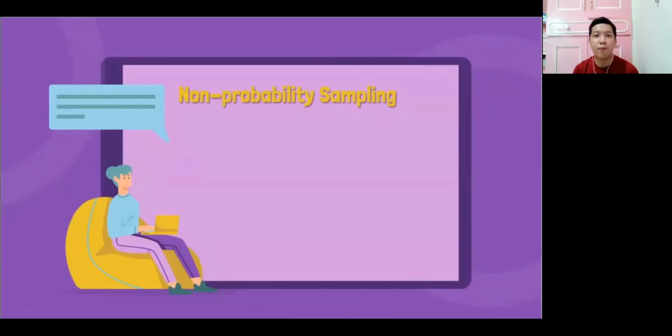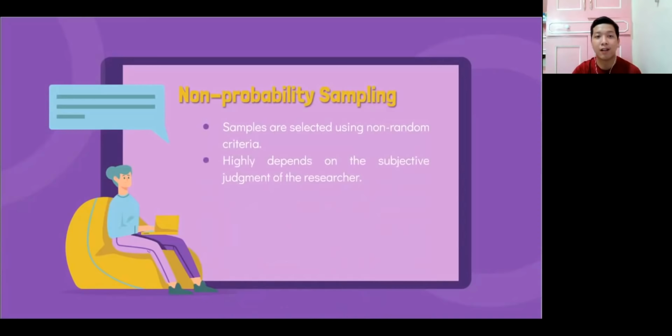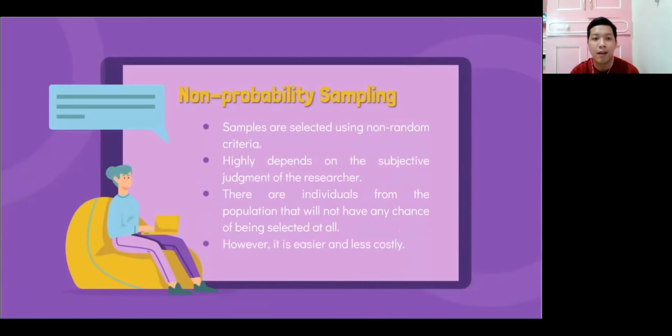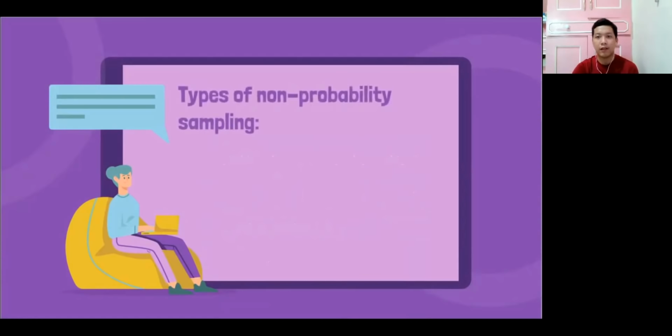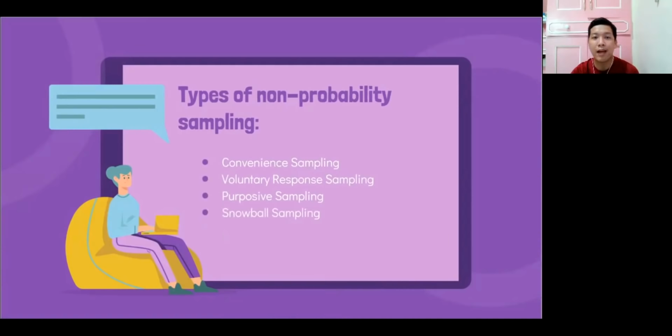Next, let's proceed to non-probability sampling. In non-probability sampling, samples are selected using non-random criteria. It highly depends on the subjective judgment of the researcher. Third, there are individuals from the population who will not have any chance of being selected. And fourth, however, it is easier and less costly. Again, let us explore each of the non-random samplings. Here are the types of non-probability sampling. First, convenience sampling. Second, voluntary response sampling. Third, purposive sampling. And fourth, snowball sampling.